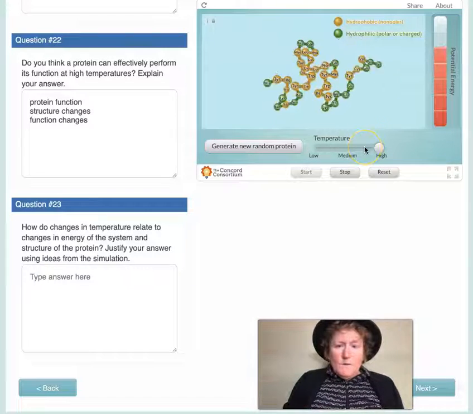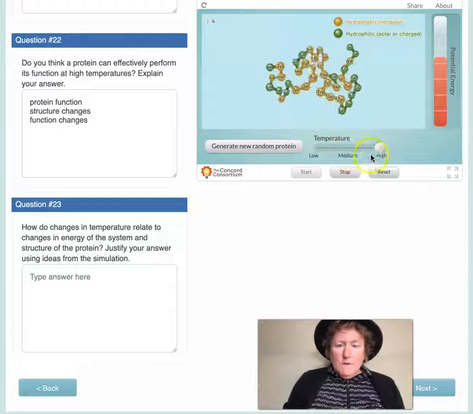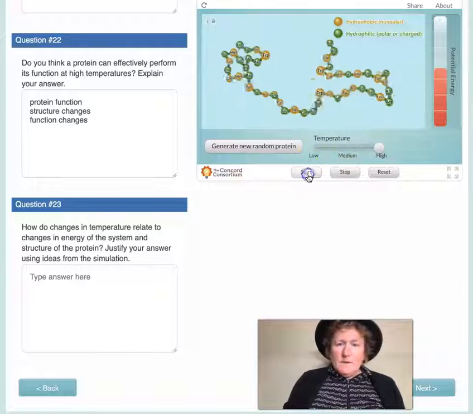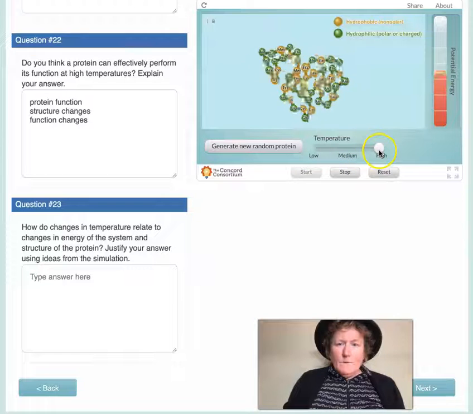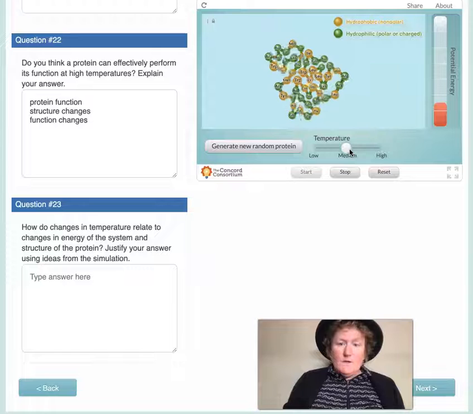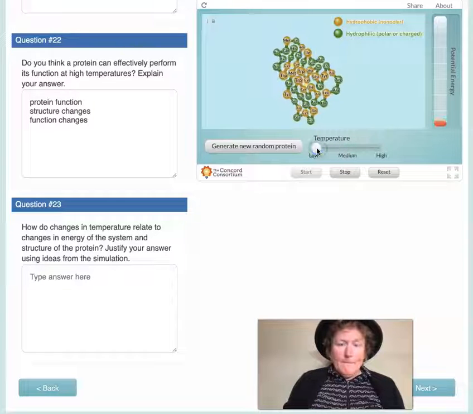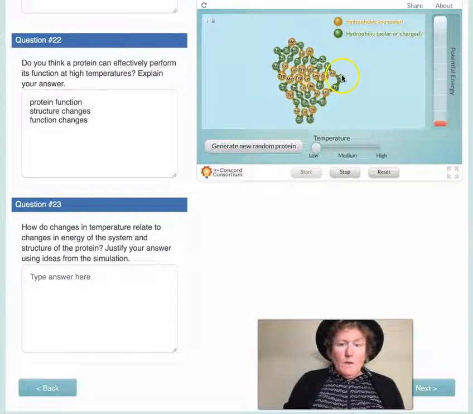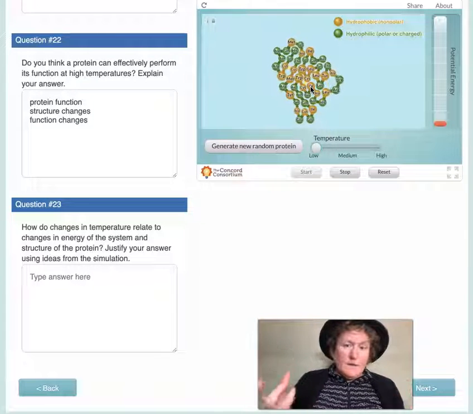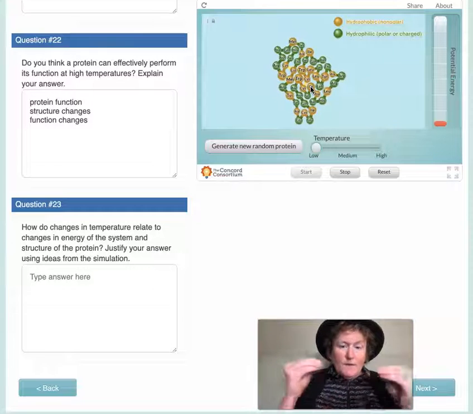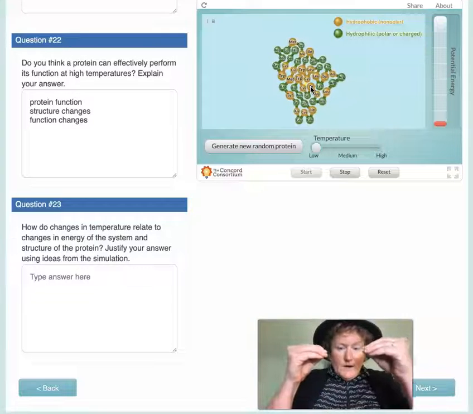So you can also use the simulation here to reset, start. You can change the temperature. Watch what happens to the potential energy as you change the temperature. There's a nice stable protein, low potential energy, stable. All the polar molecules are interacting the way they're supposed to. The potential energy is low because they're together. The electrostatic forces aren't there trying to pull them apart.